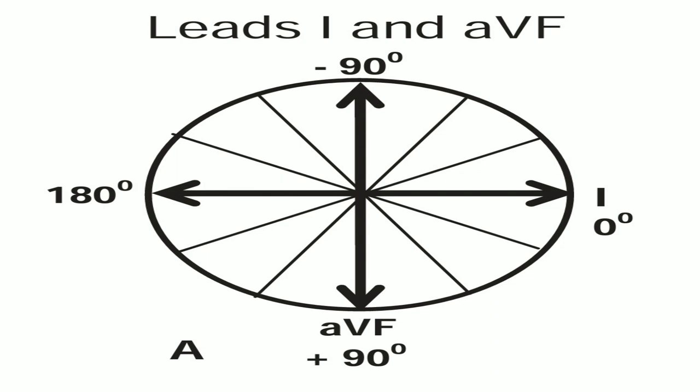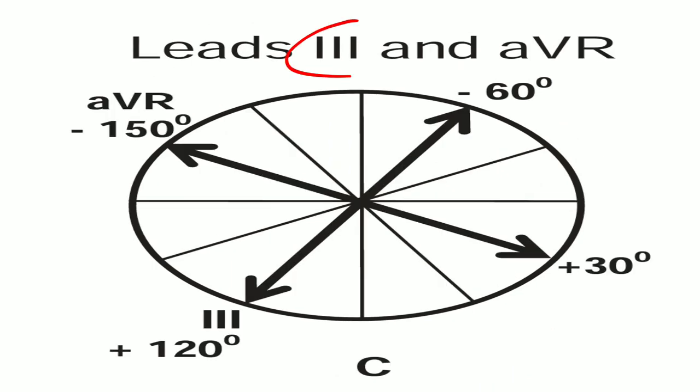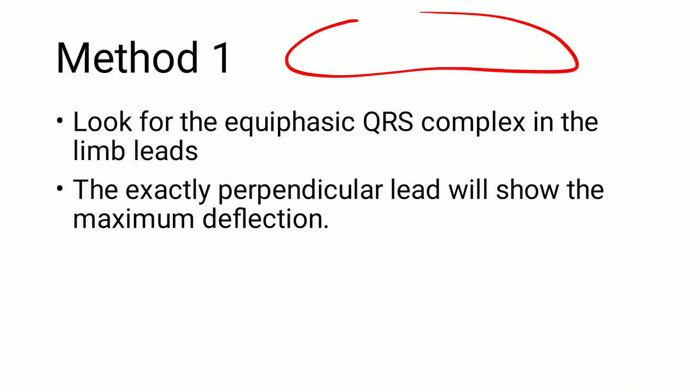Next, coming to the perpendicular leads. The reason why we are dealing with the perpendicular leads, we'll tell you later in the upcoming slides. So this is lead 1, that is 0 and 180. Exactly perpendicular lead is AVF, plus or minus 90. So lead 1 and AVF are exactly perpendicular to each other. Likewise, lead 2 and AVL are exactly perpendicular to each other, and lead 3 and AVR are exactly perpendicular to each other. So for lead 3, the perpendicular lead is AVR, for lead 2 it is AVL, for lead 1 it is AVF.